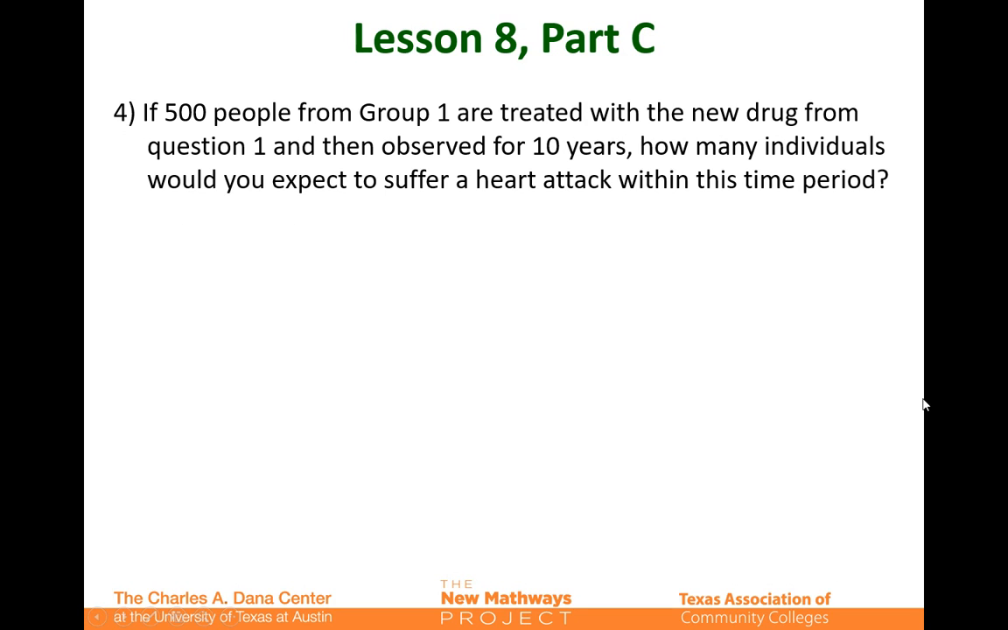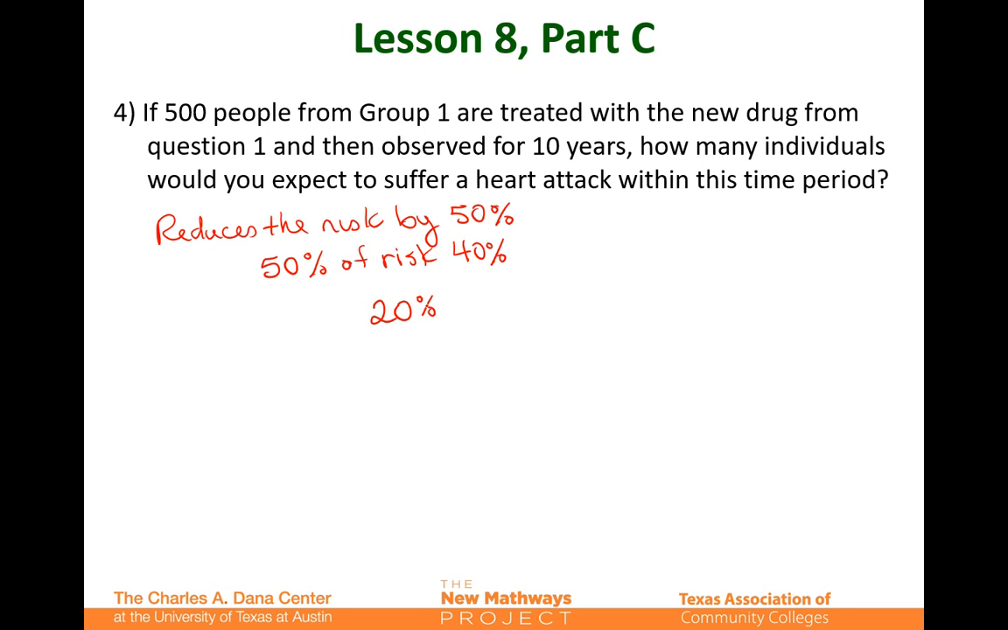If 500 people from Group 1 are treated with the new drug from question 1 and then observed for 10 years, how many individuals would you expect to suffer a heart attack within this time? Well, it said it reduces the risk by 50%. In this case, they mean 50% of the risk, which we know was 40%. 50% is the same thing as half. Half of 40% means we now have a 20% risk.